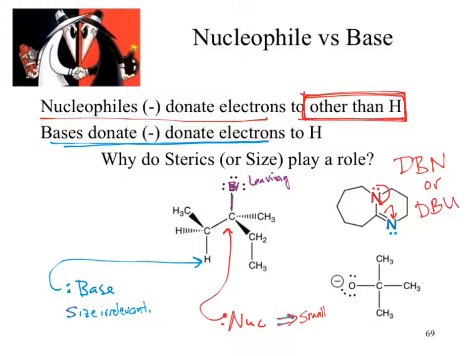Because it is nice and big and has tons of junk on the outside of it, that prevents it from getting into the inside of the structure. Kind of makes sense? What if we want it to act as a nucleophile?